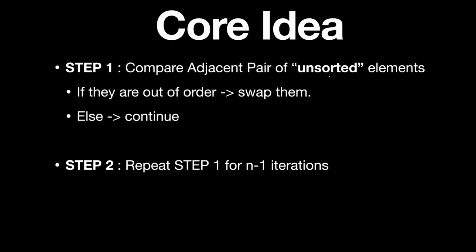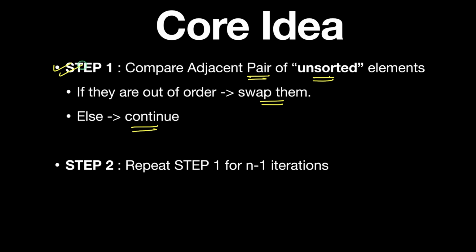So after looking at the example, I hope the idea is very clear. Let's now condense the core idea into 2 simple steps. The first step is you compare adjacent pairs of unsorted elements, and if they are out of order, we will swap them so that we restore the order. And if they are already in the right order, then we don't do anything, we simply continue the loop. So that was step 1.